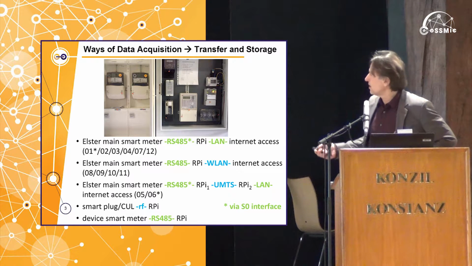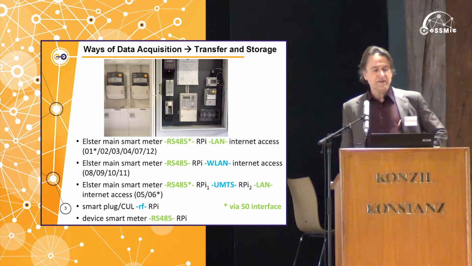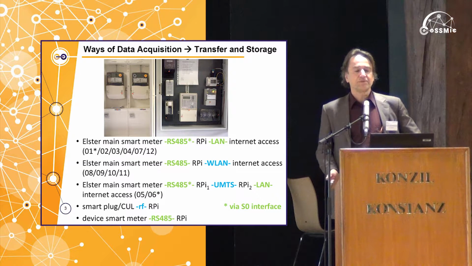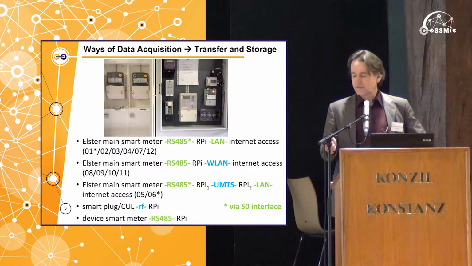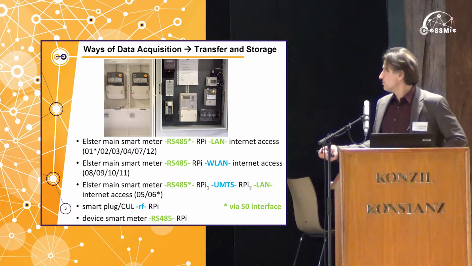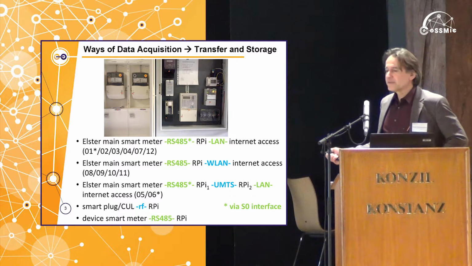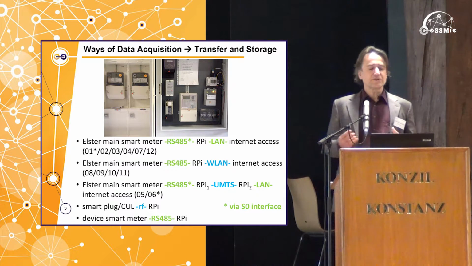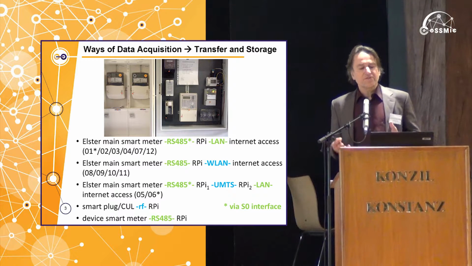So in Konstanz we have here the Elster smart meters on the left side. There are two which are measuring the PV production, and the right side is only for the consumption. And here once again you see our Raspberry Pi. And so we developed within the project different ways for the data acquisition, transfer, and storage.